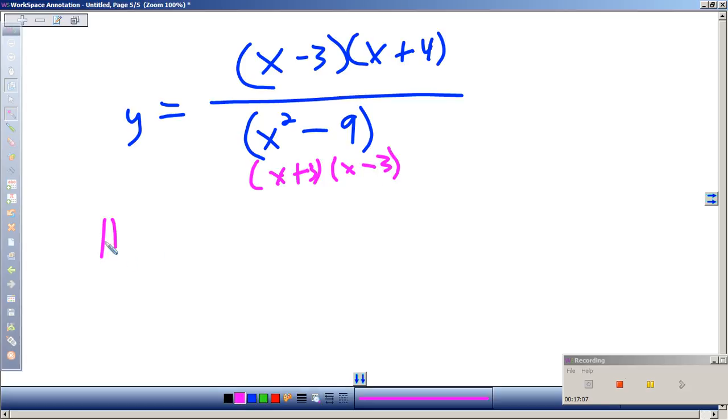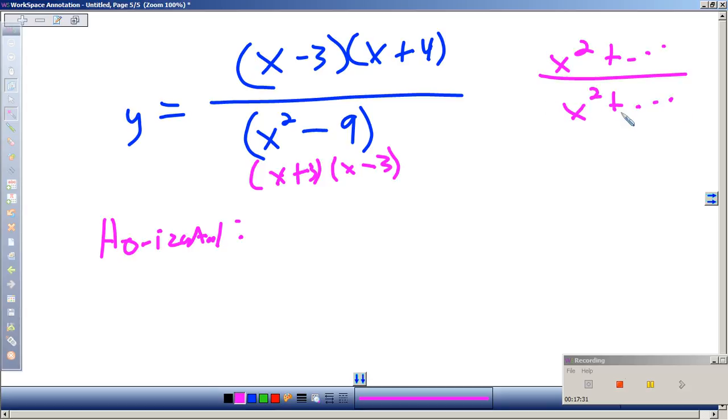Okay, so horizontal asymptote. Where's it going to be? We're comparing the power on top and the power on the bottom. If we multiply these out, on top we have x squared plus whatever. On the bottom we already have x squared plus whatever. It is not going to go to 0. It's 1. Why is it 1? If they're the same power, you take the coefficients, 1 divided by 1. So y equals 1.